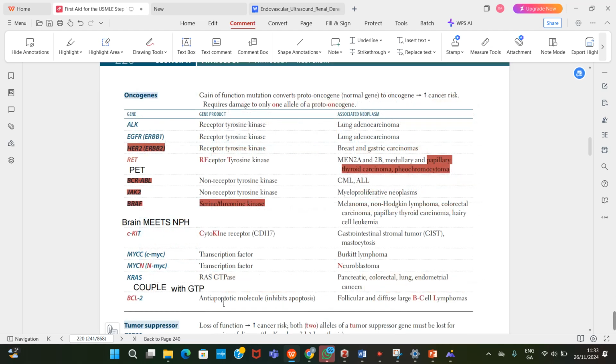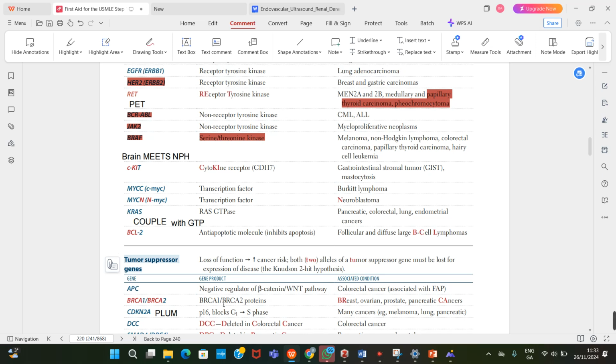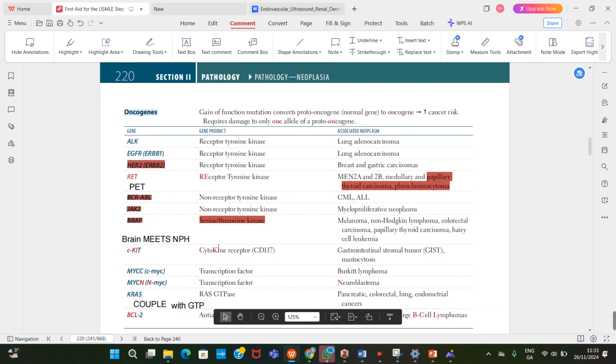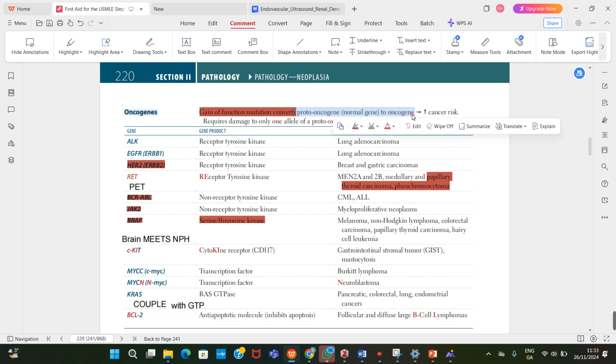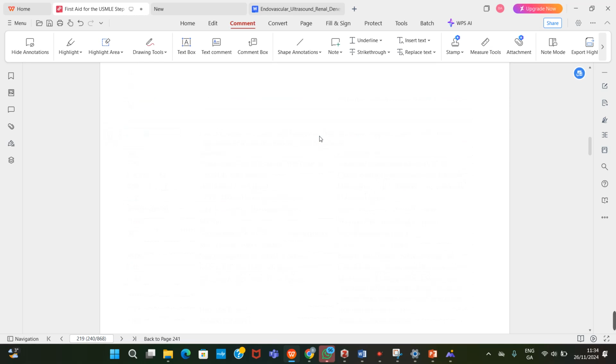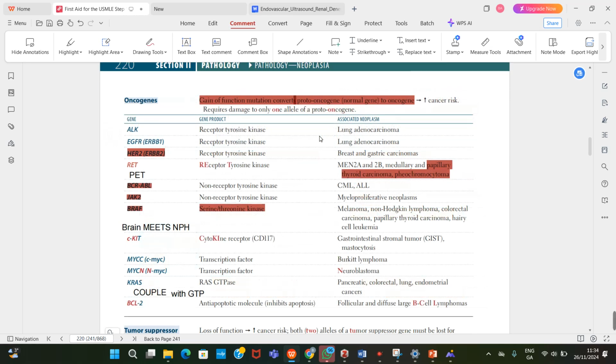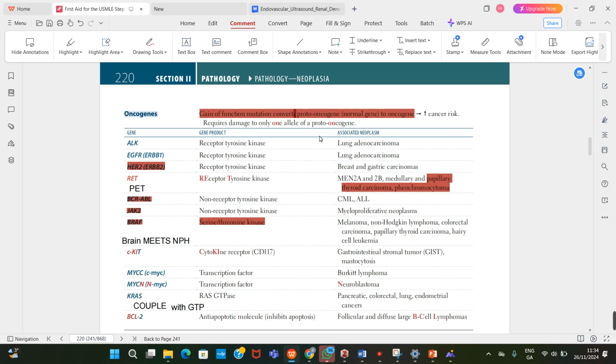So moving on to the oncogenes. I have said it initially, gain of function mutation converts what? A proto-oncogene to an oncogene, right? Anybody want to give me an example of a proto-oncogene from what we explained in growth factor signal sufficiency? Anybody?